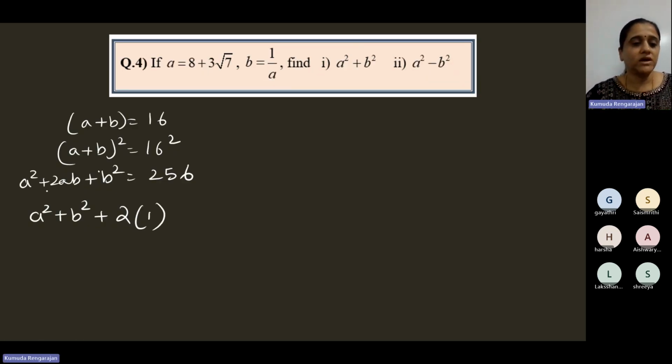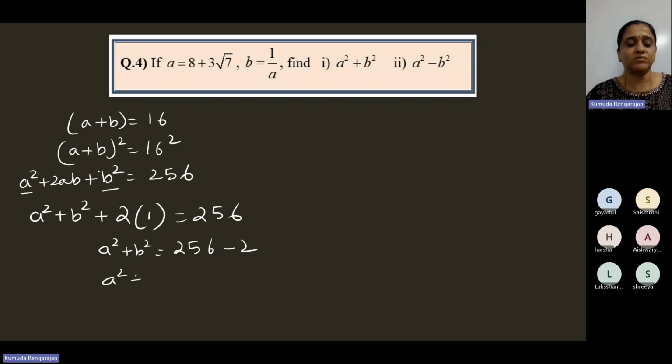2 into 1. A square plus B square plus 2AB, 2 into 1, is equal to 256. So A square plus B square is equal to 256 minus 2. Plus 2 on the other side, minus 2. So A square plus B square is equal to 254.